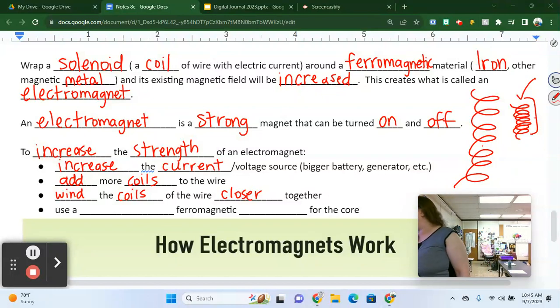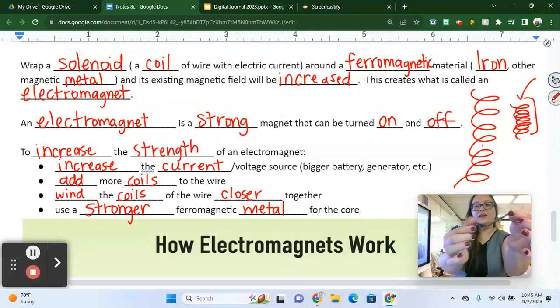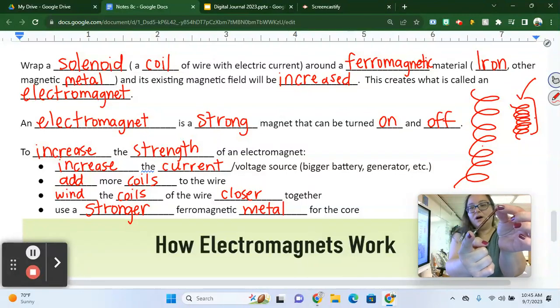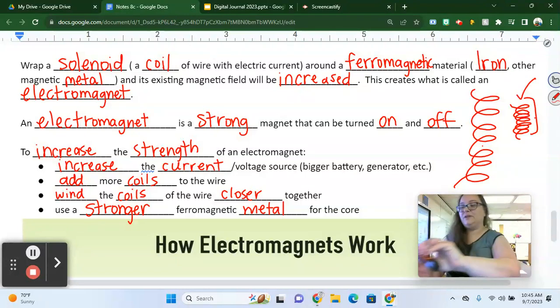And then finally, number 4, use a stronger ferromagnetic metal for the core. So you could imagine that this electromagnet made from a nail and wires is not going to be nearly as strong as this one that has an iron bar as its centerpiece. And we will use those next week.